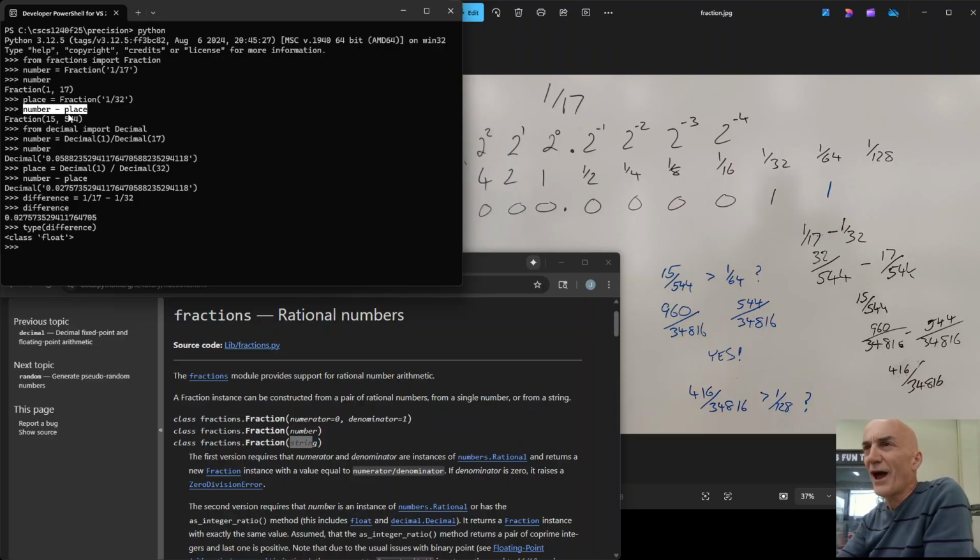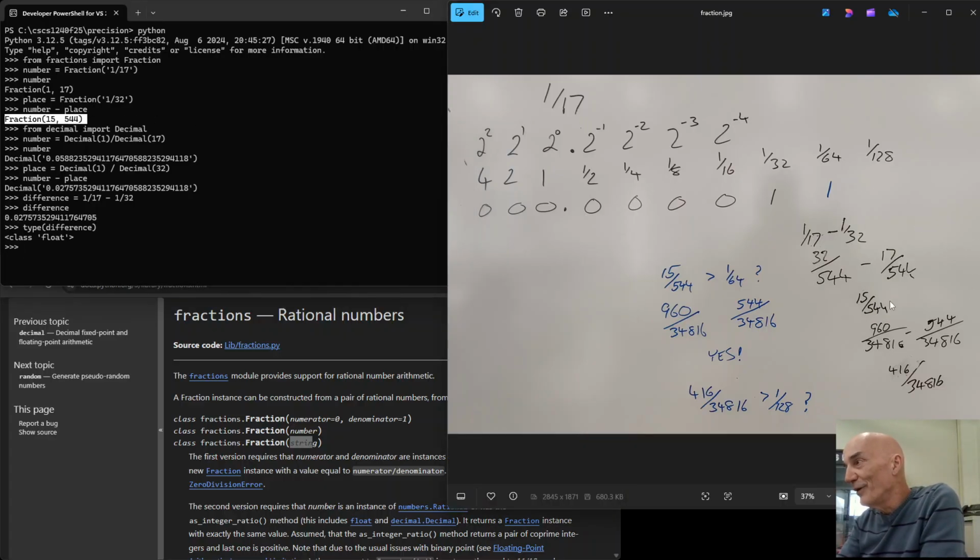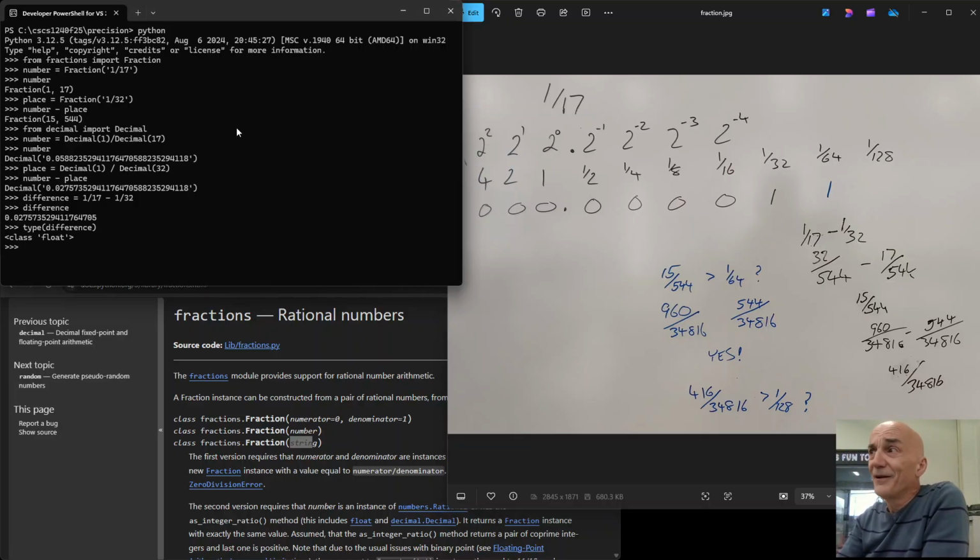There's another interesting thing. How does it subtract a fraction object from a fraction object? The result is that it is a fraction object with a numerator of 15 and a denominator of 544, which is exactly what we got over here. Okay, we're off to a good start.